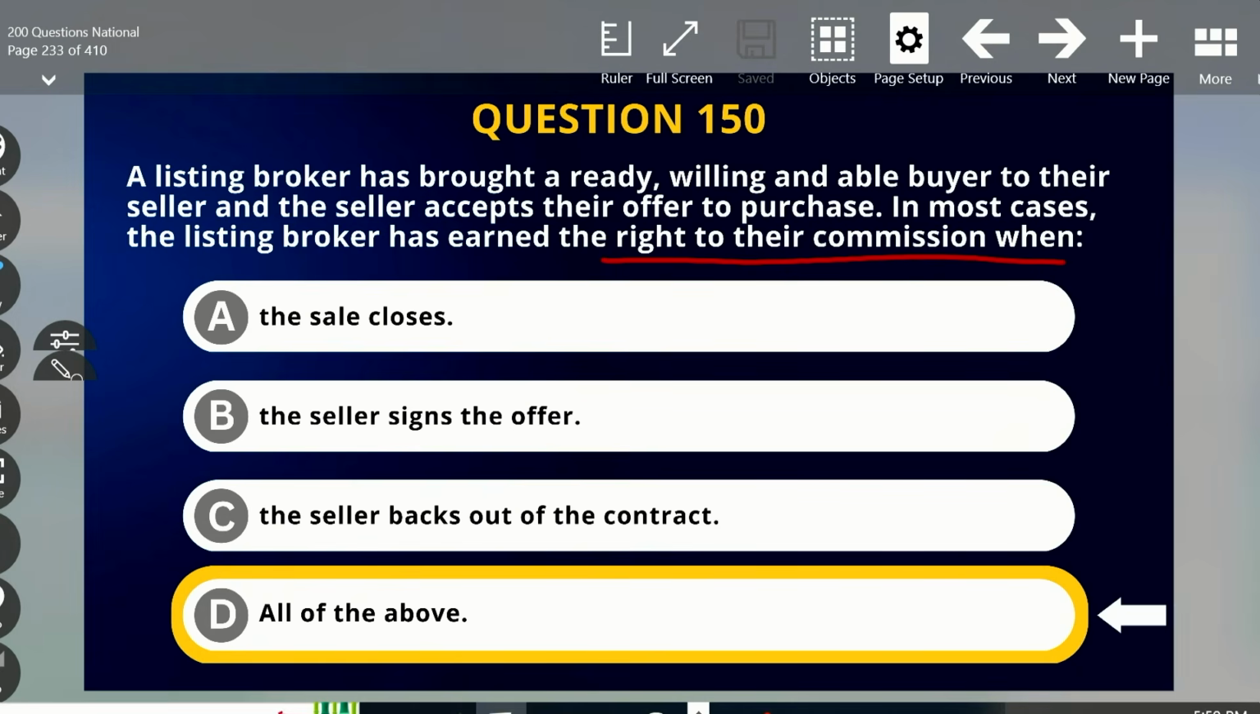And then letter C, the seller backs out of the contract. Once the seller accepts a ready, willing, and able buyer, the listing agent has done their job. They've brought a ready, willing, and able counterparty to their seller, and they've entered into a contract. So if the seller backs out for no good reason, then the agent can also potentially sue for a commission, and they've earned their right. Okay, so the answer here is all of the above.